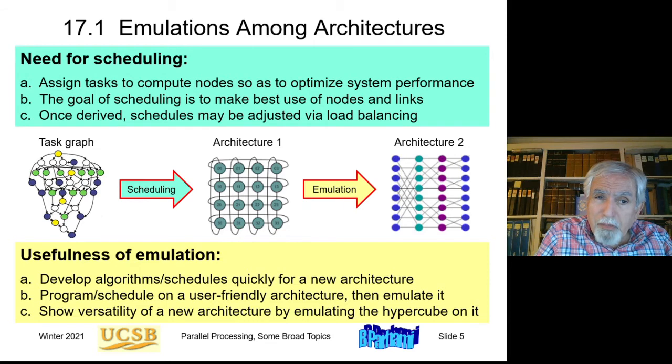So in scheduling, we have a task graph shown on the left and an architecture in the middle, and we want to map the task graph onto the architecture. In other words, assign tasks to various processors in such a way that the tasks can be executed and their communication requirements, shown as arrows or prerequisite requirements, can be honored efficiently.